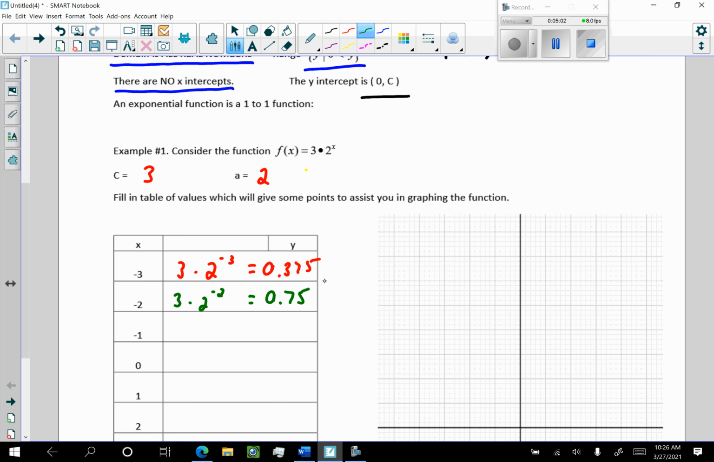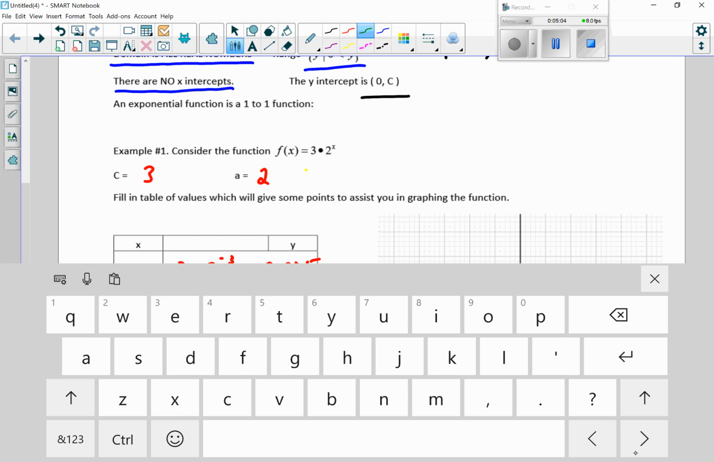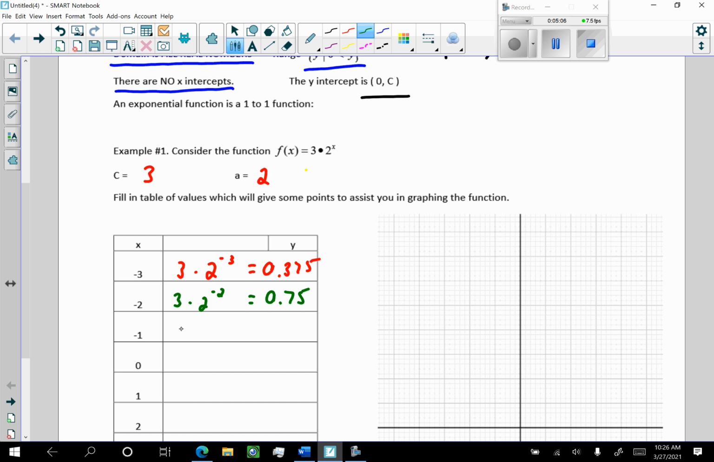If I put -1 into the graph, and I think you know where we're going, put -1 in, we're going to get 3 times 2 to the -1. 2 to the -1 is 1/2. 3 times 1/2 is 1.5.